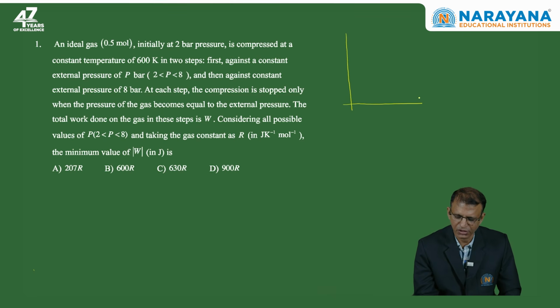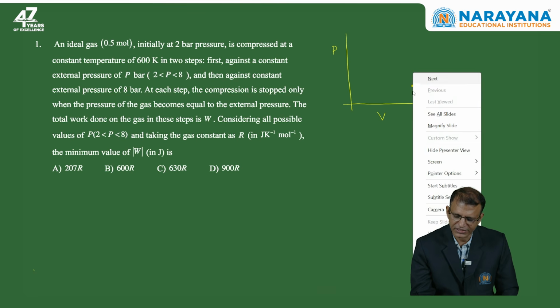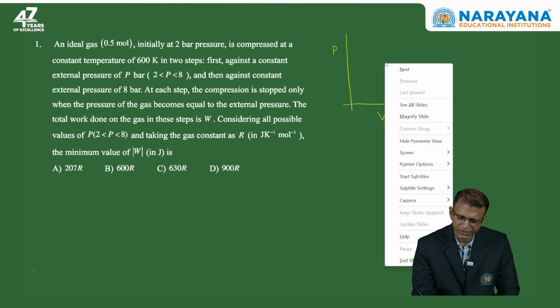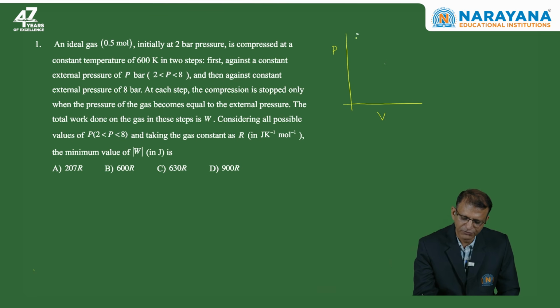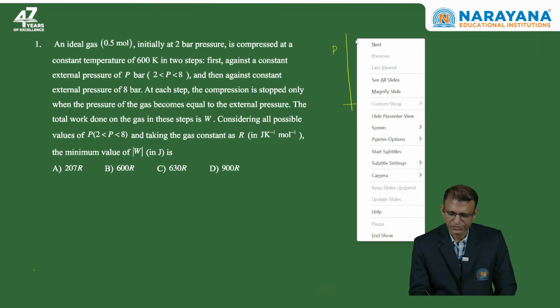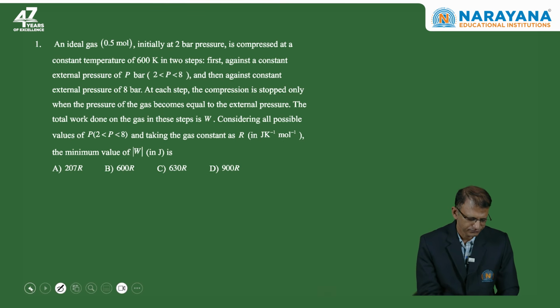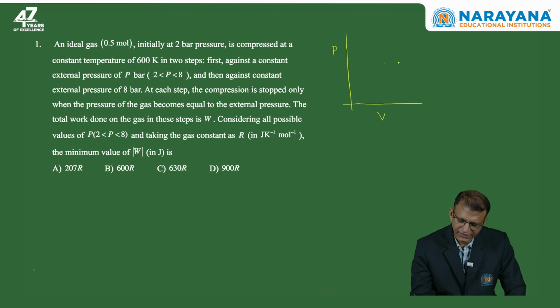If I try to draw the pressure versus volume graph for this, the gas is subjected to compression. We are at initial state A, and then we are moving from state A to state B, and then from state B we are moving to state C. So if we look into the graph, we can see here that we are moving from A to B point and the external pressure is constant, right?